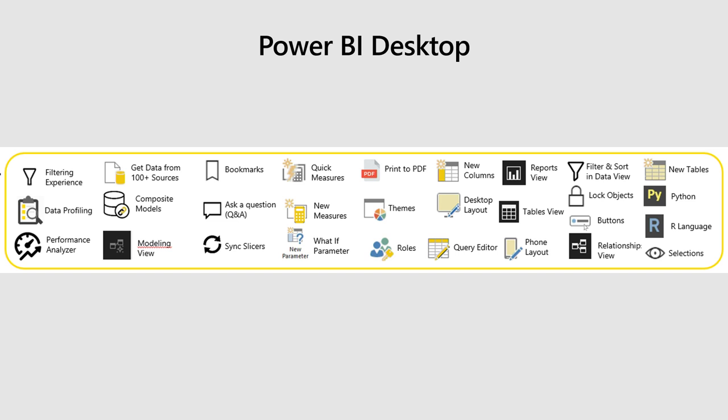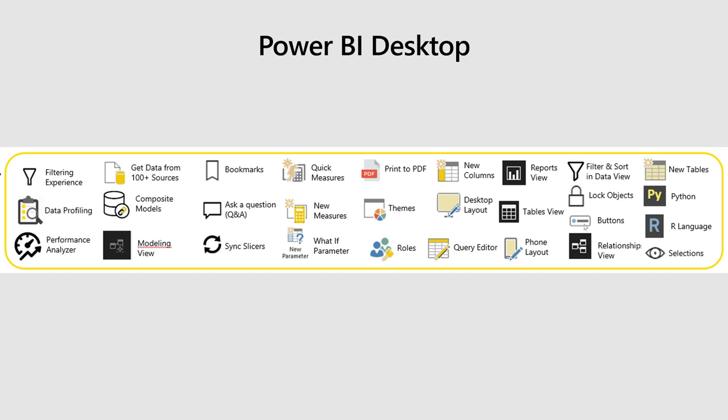Some of the key things they've added more recently is an improved filtering experience. In the past, sometimes you had to create a whole lot of slicer pages, which took up a lot of real estate space because you've only got so much space on your screen. The filtering experience they keep on adding to and improving, which makes it easier for end users to filter and find the actual data they're after.